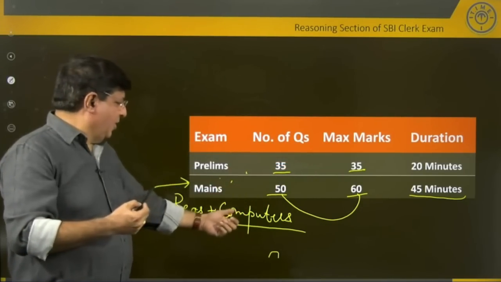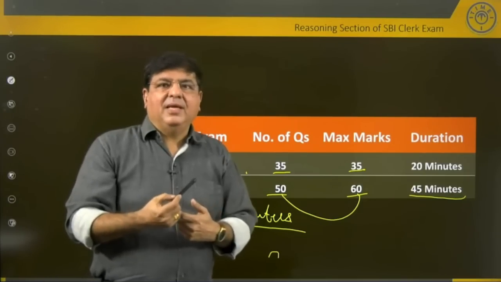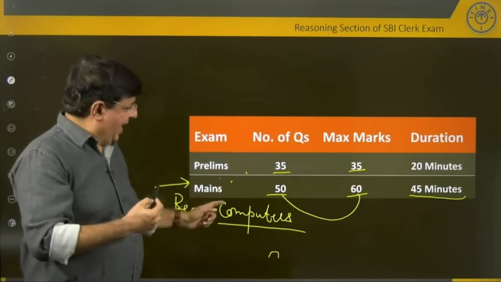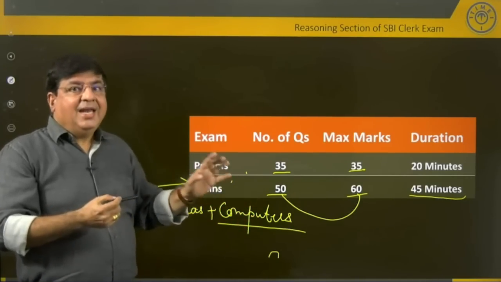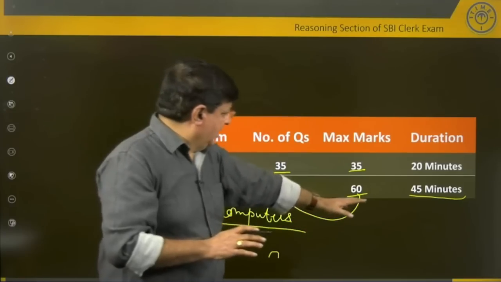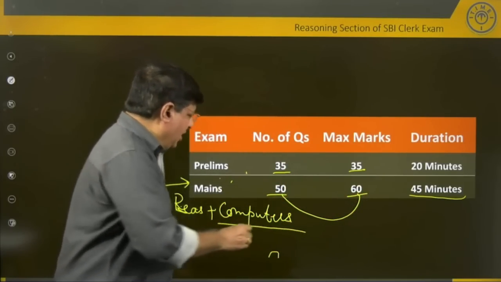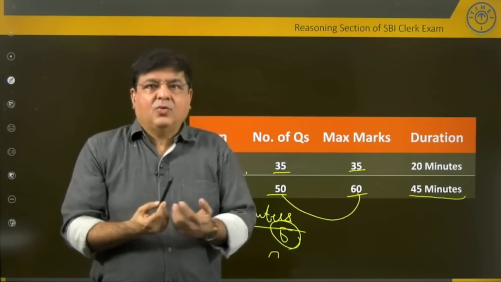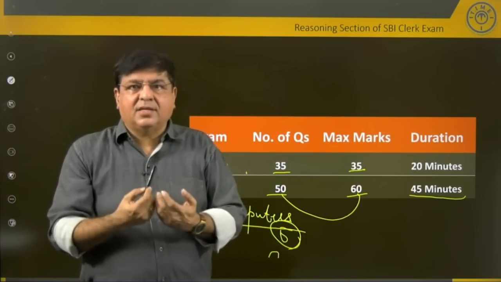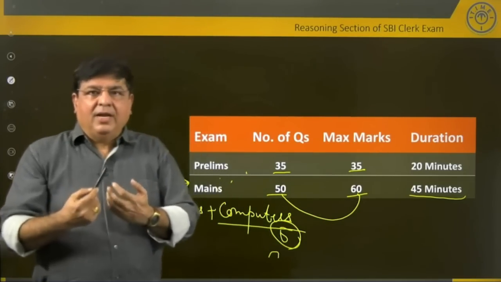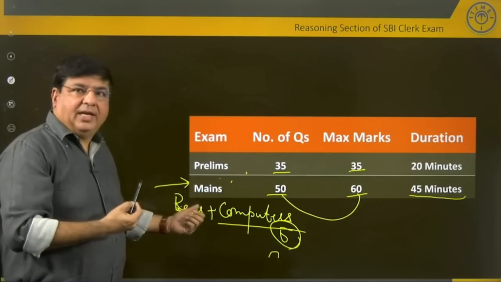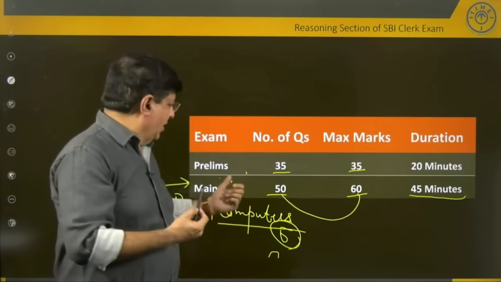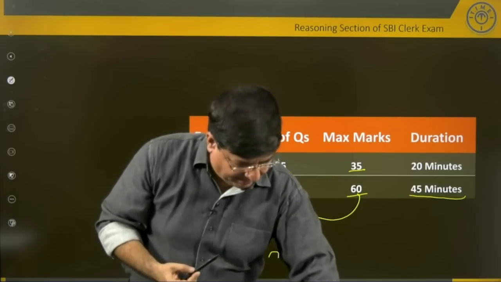Just because the questions from computers are not being asked doesn't mean that we are not going to prepare for computers. Our focus should be on reasoning as well as computers, because in case, let us say this year, out of 50 questions, you get some 5 questions on computers, you are very lucky. The questions on computers will be easy and you can answer them in very less time when compared to the time a reasoning question would take. So don't neglect your preparation of computers for the clerk mains exam.